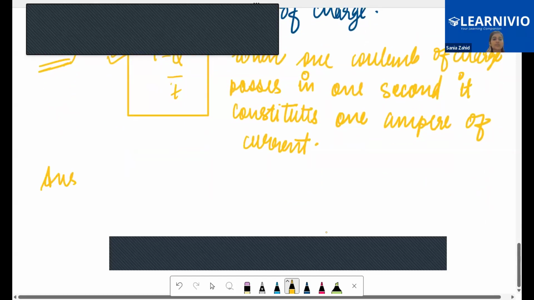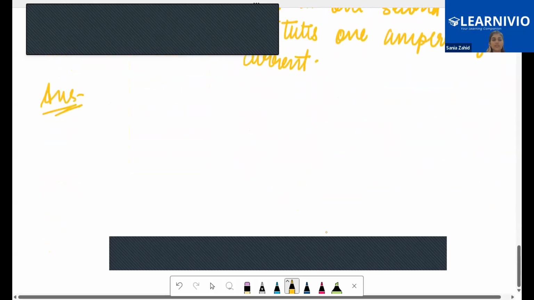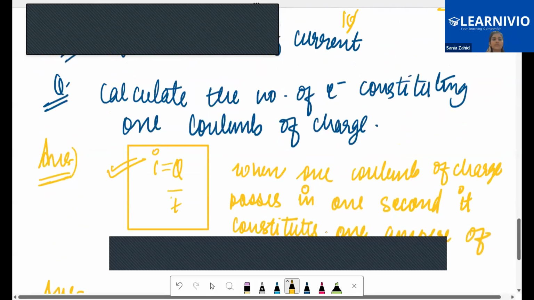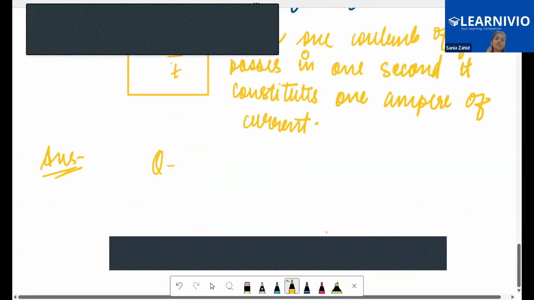Then the second question, how have you done? I'm not sure if my answer is correct. No problem, let's discuss it. For the second one, you have to calculate the number of electrons constituting 1 coulomb of charge. It is given, Q is 1 coulomb. You have to calculate the number of electrons.